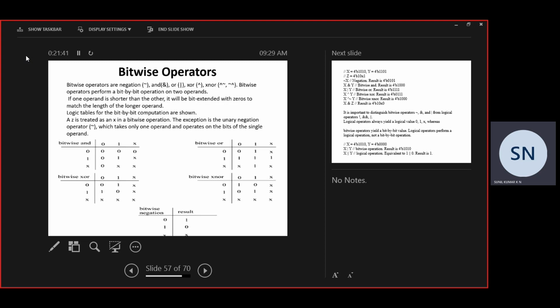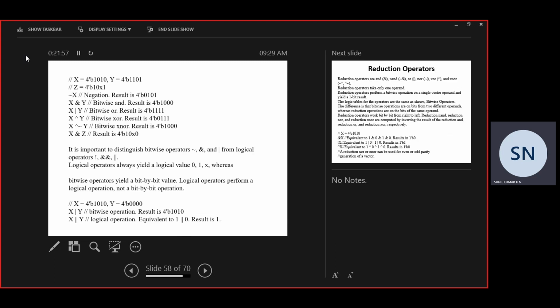So all these can be used as a bitwise operator. The bitwise truth table, you know. Bitwise means two operands will be required, A and B. The corresponding truth tables are OR, NOR, AND, NAND, XOR, XNOR and negation. So this is the result, and this is the example.